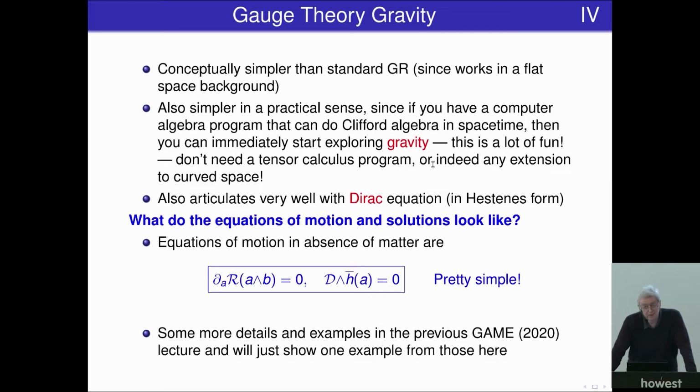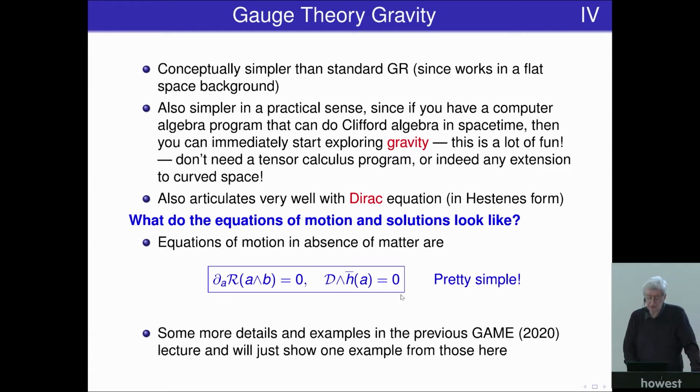You don't need tensor calculus or any extension to curved space. You can do all of the gravity that you need just with this. And again, to emphasize the simplicity, in the absence of matter, here are the equations. It's dR of this Riemann tensor equals 0. This is a full Clifford product here, so it's got both trivector and vector parts, and the curl of this translation field is 0.